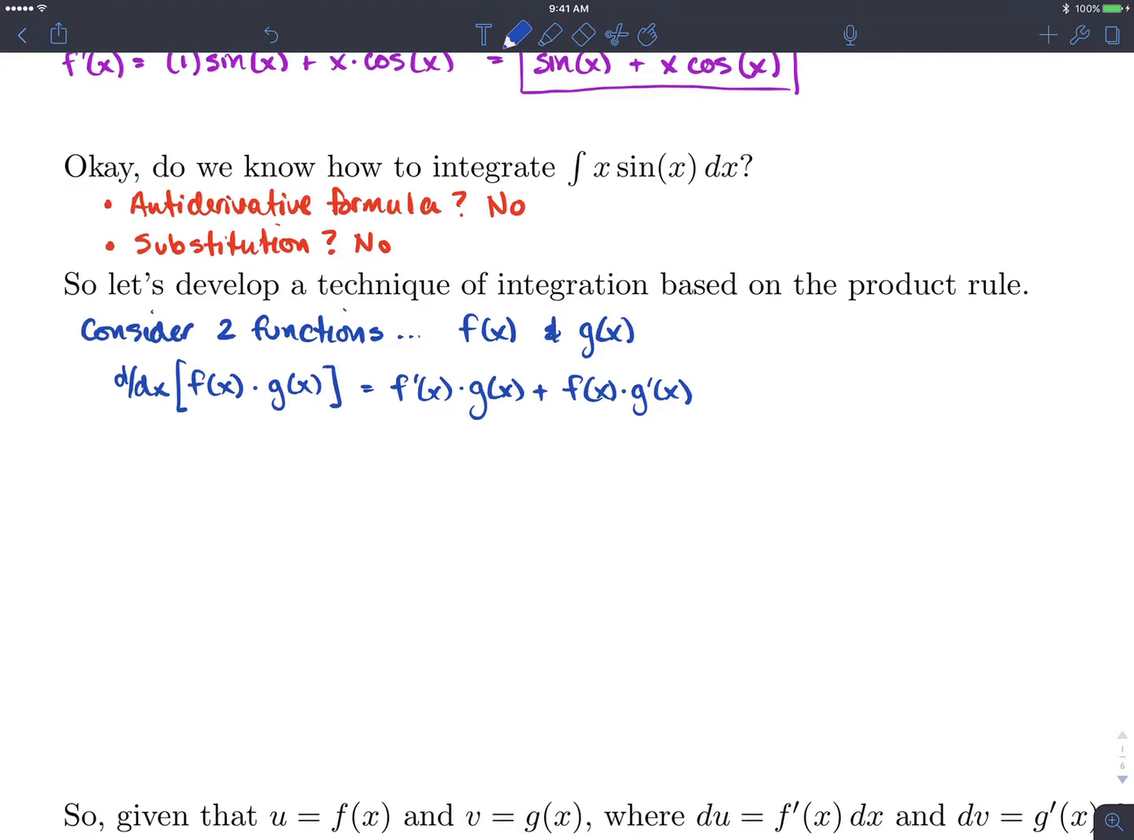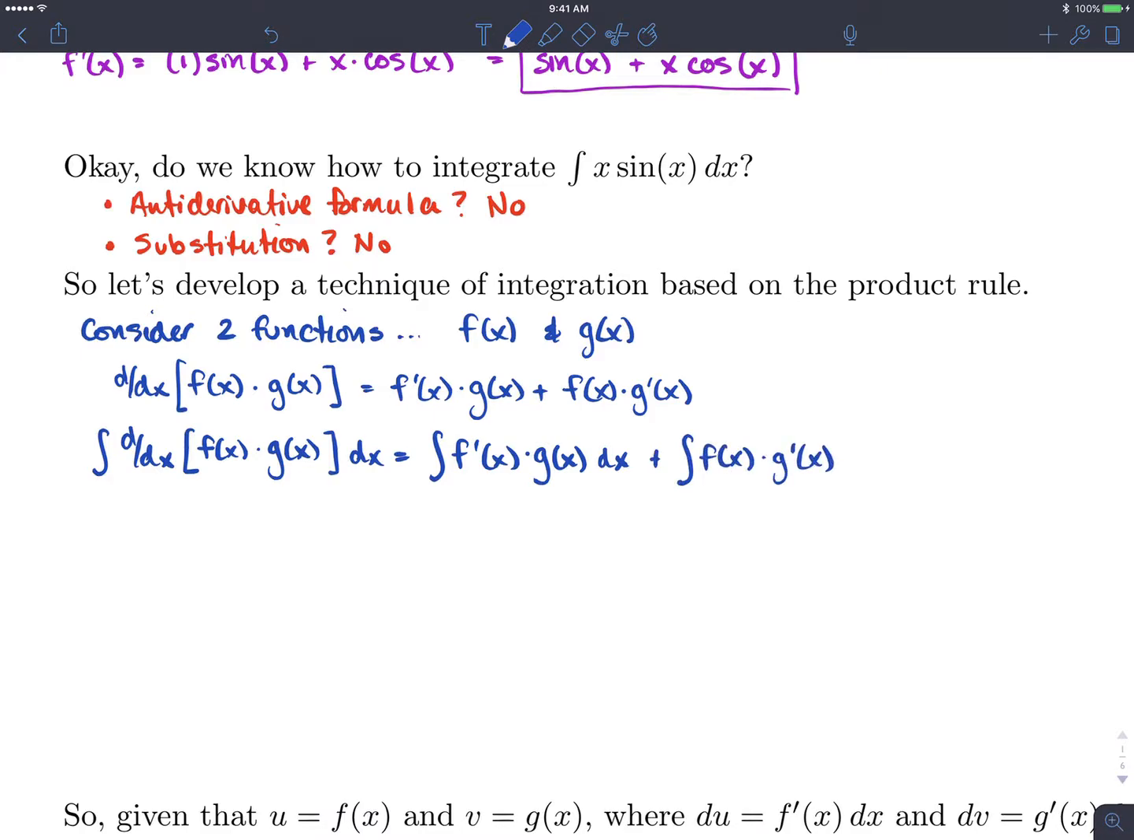Nothing new here. Now we want to develop an integration technique, so what we're going to do is integrate both sides of this. That would give us the integral of the derivative of f of x times g of x, with respect to x, and then we're going to take the integral of f prime of x times g of x dx, and then the integral of f of x times g prime of x, integrated with respect to x.